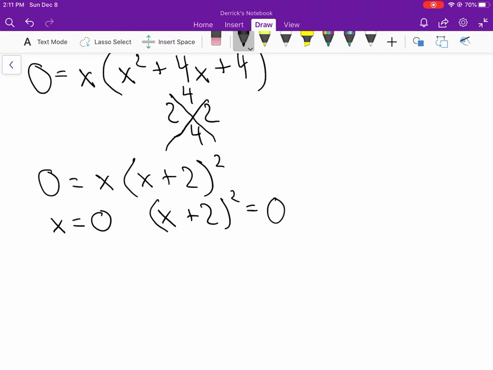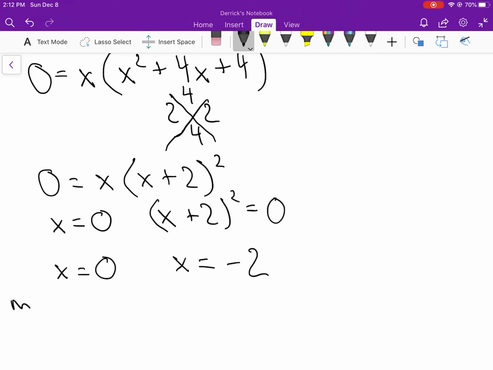X equals 0 is kind of already solved out. There's not much more to it. It's just x equals 0. On the other side over here, we're going to get x equals negative 2, because you just square root and then subtract 2 over. I don't think that's too terrible. So we have two x-intercepts. We have two zeros, it looks like.